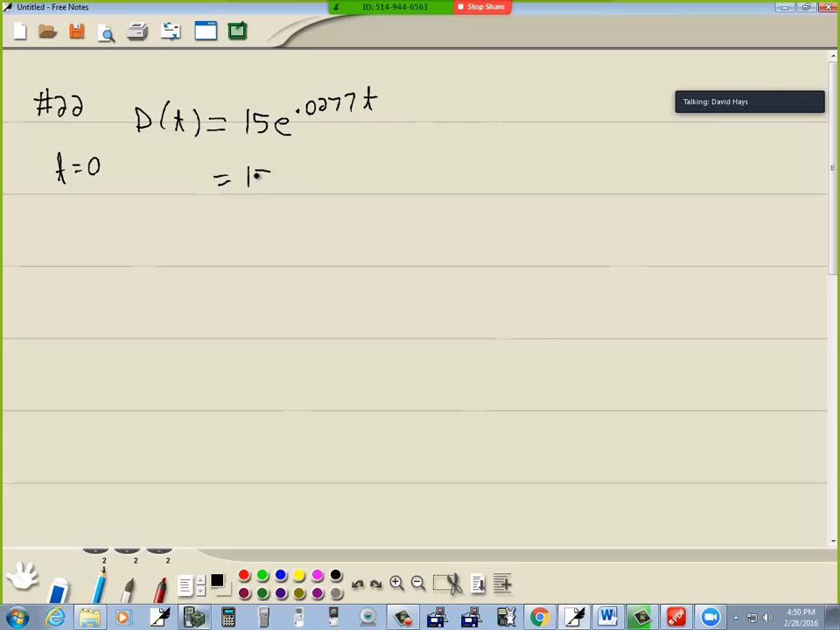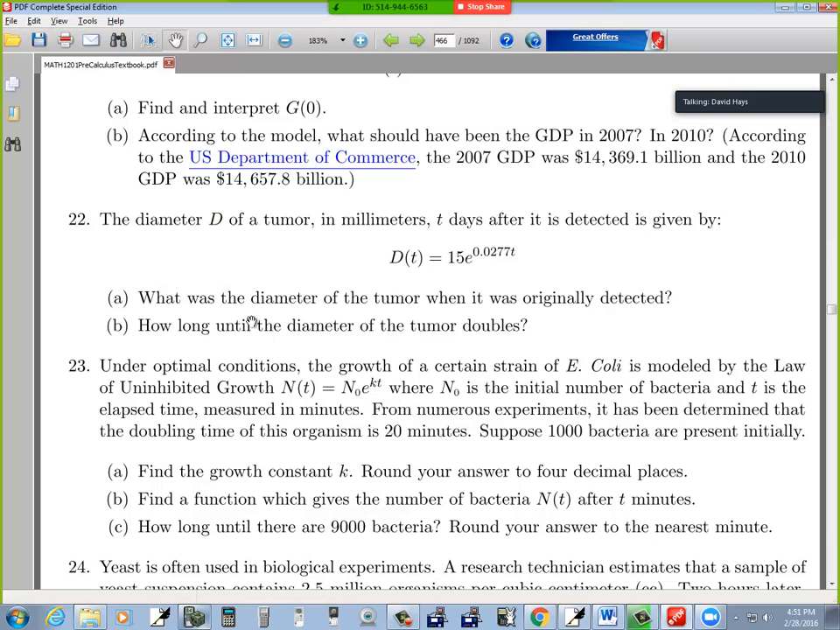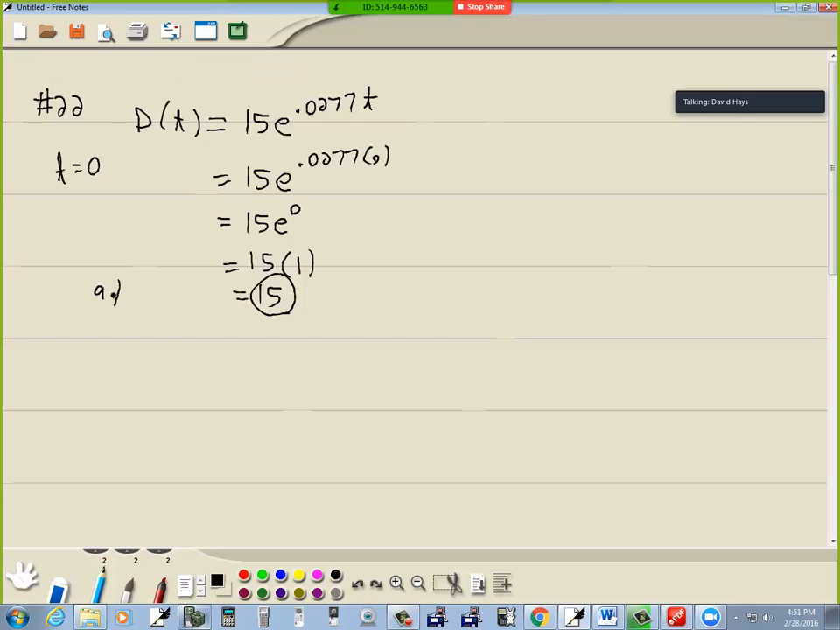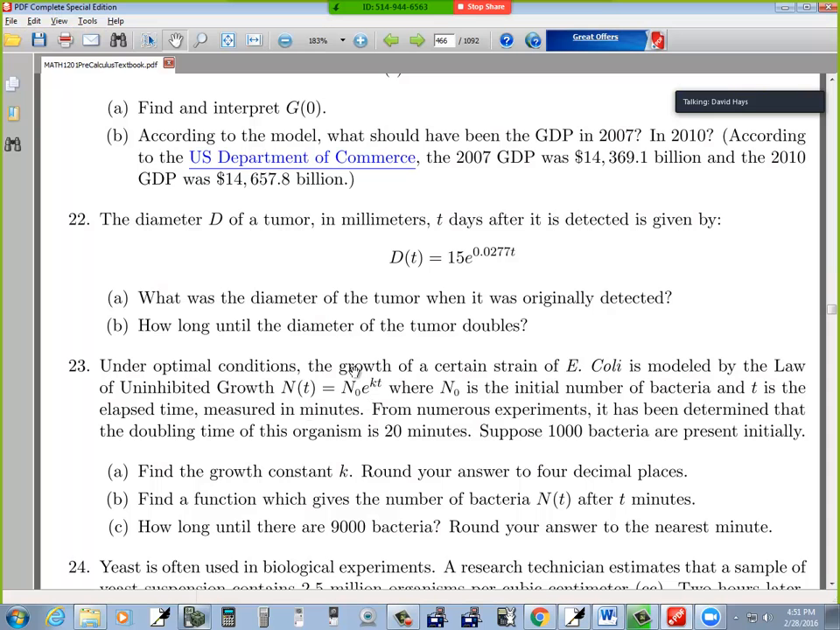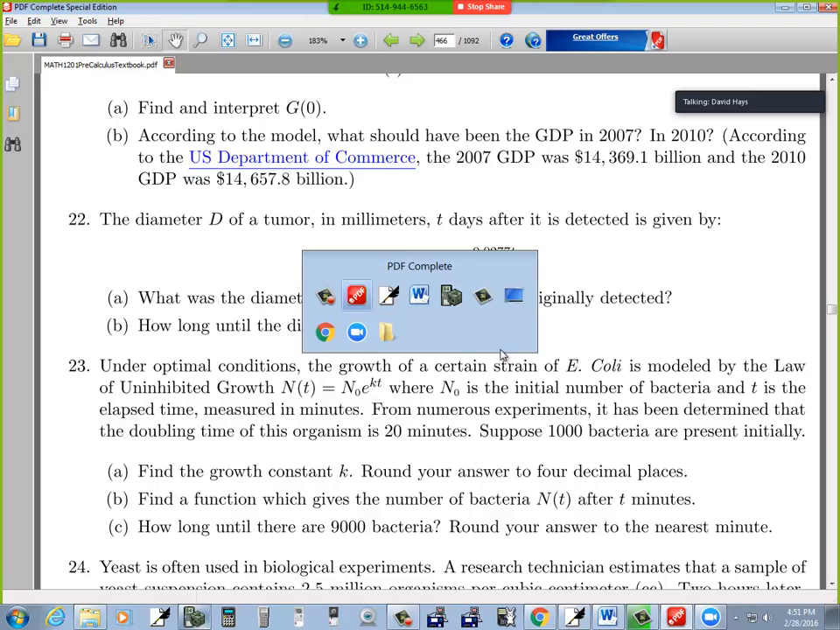So I got 15 e to the 0.0277 times 0, which gives us 15 e to the 0, since 0 times anything is 0. And anything to the 0 power is 1. So this would give us 15. That would be our answer for part A. Now part B: how long until the diameter of the tumor doubles? Originally it's 15, and doubling the diameter would be 30.